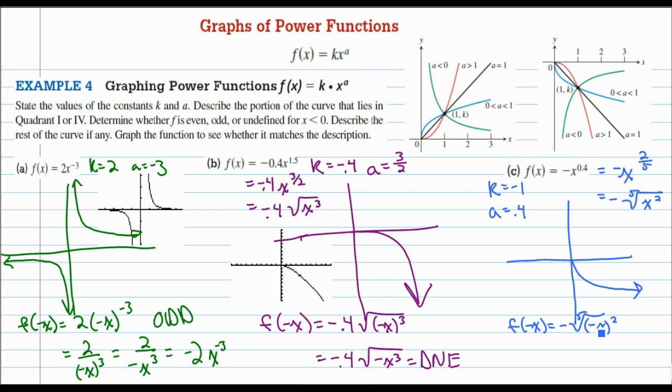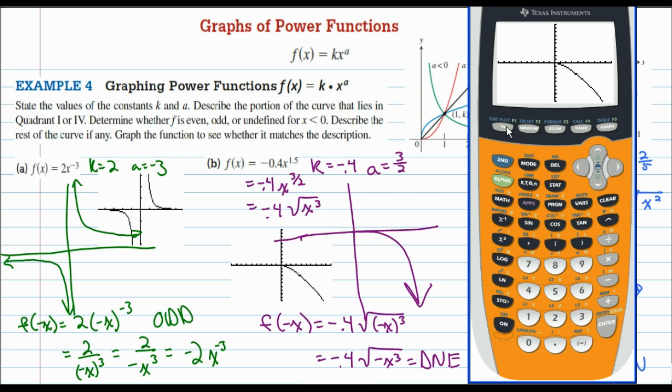Now when I square a negative, I get a positive. So after the simplification and plugging in negative x, I get the same thing as if I plugged in regular x. So this is an even function. Which means the left side is going to be symmetrical to the y-axis on the right side. Let's graph in the calculator to make sure.